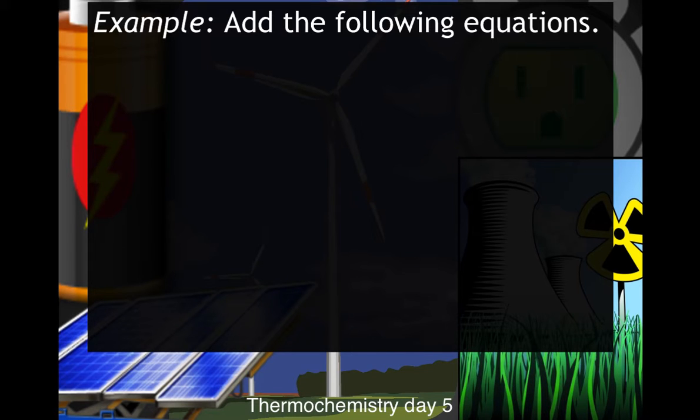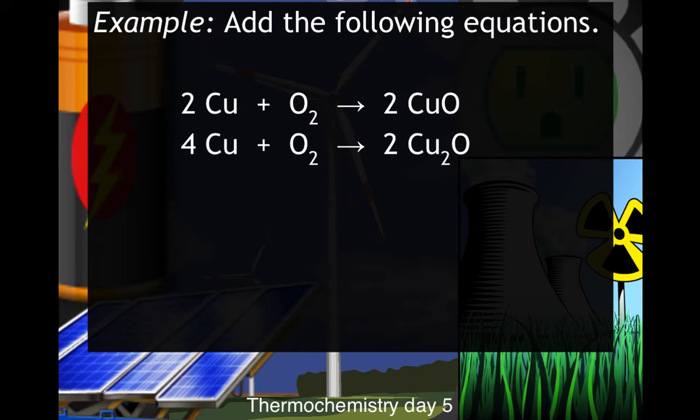So let's look at when you're adding equations together. Here's 2 moles of copper plus 1 mole of oxygen gas will produce 2 moles of copper oxide. Here's another equation. If I have 4 moles of copper plus a mole of oxygen gas, I could produce 2 moles of cupric oxide. Notice that this has a 2 coefficient, so I know that this has a different oxidation number than this one does.